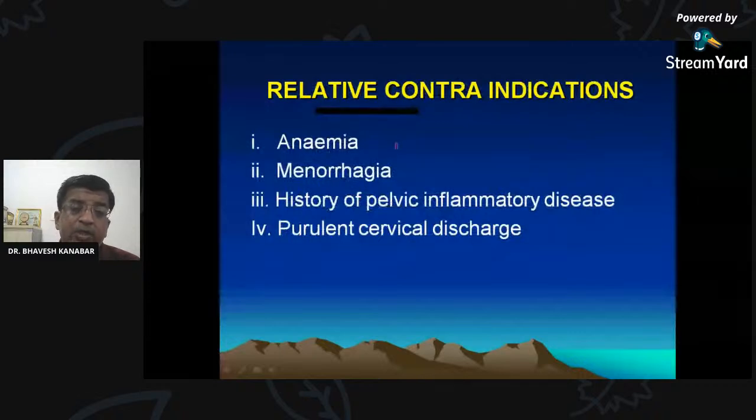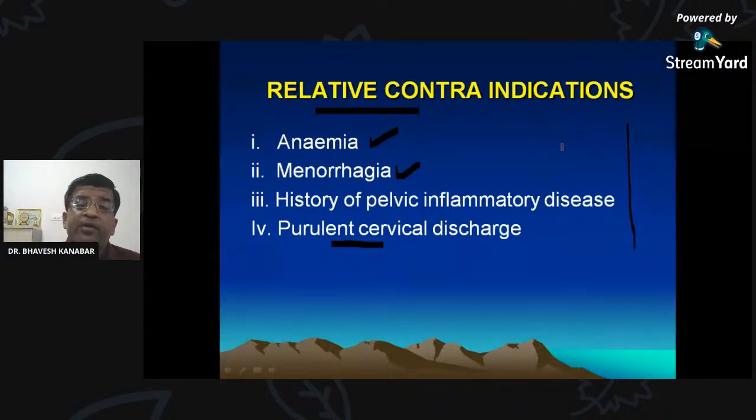Relative contraindications: presence of anemia, menorrhagia, history of pelvic inflammatory disease, and purulent cervical discharge. These are relative contraindications. So in the presence of these, we have to weigh the advantages and disadvantages, and due weightage should be given to the advantages. Then we can take the decision, or the couple can take the decision, of whether she has to use this method of contraception or not.